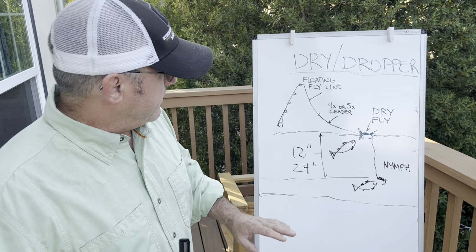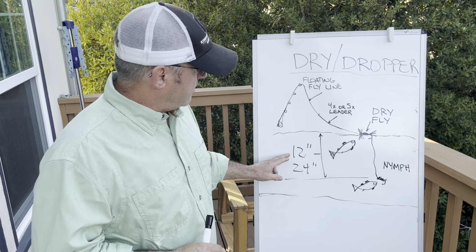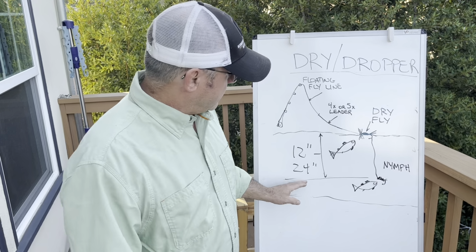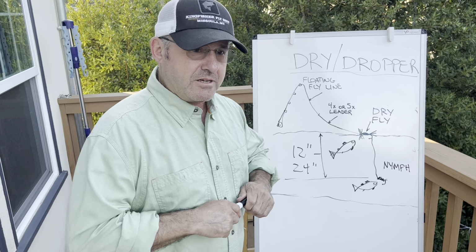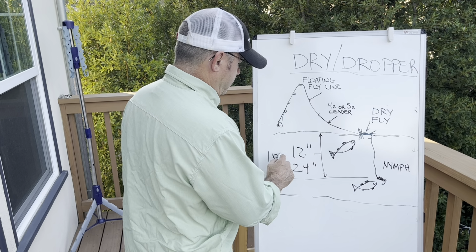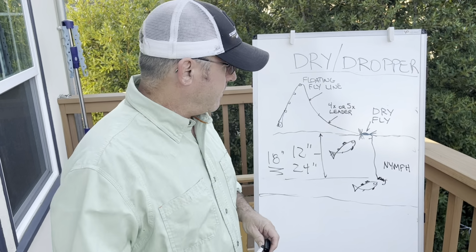So a little bit about this. You want to set your nymph down about 12 to 24 inches below your dry fly. The longer this gets, a little more difficult it is to cast. I would say the sweet spot is 18 inches if you're just beginning. That's pretty good. You can cover multiple depths of water.